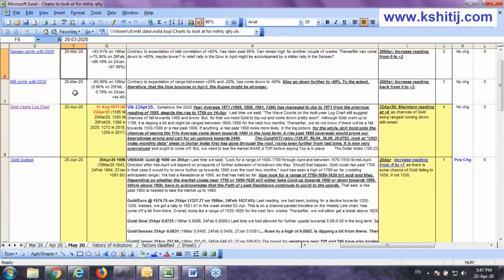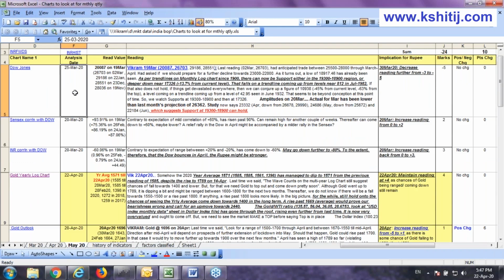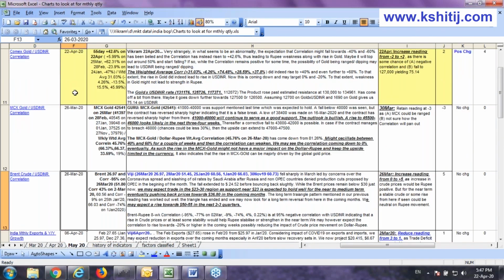We will be doing a detailed study of the Dow Jones, the Sensex correlation with the Dow Jones, the rupee correlation with the Dow Jones, and then Brent. We've just finished our Brent study, which has been shared with all of you today. So what is Brent looking like?